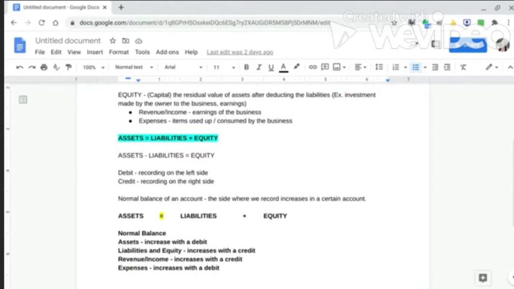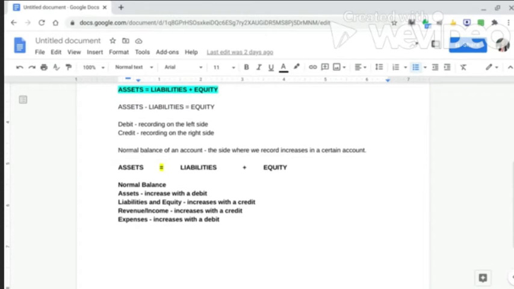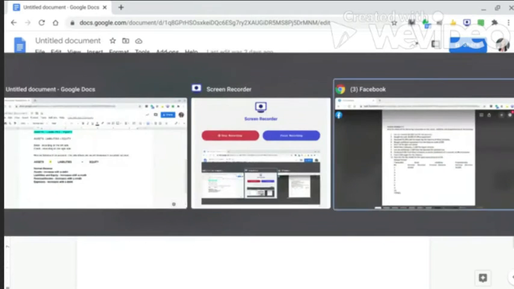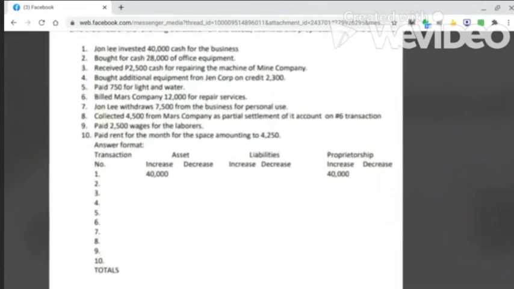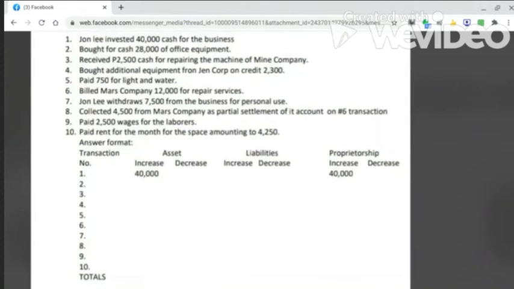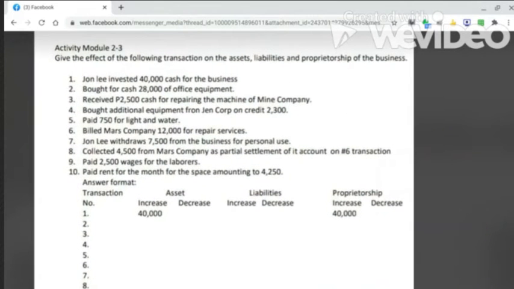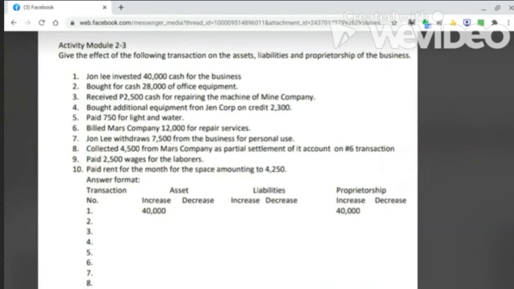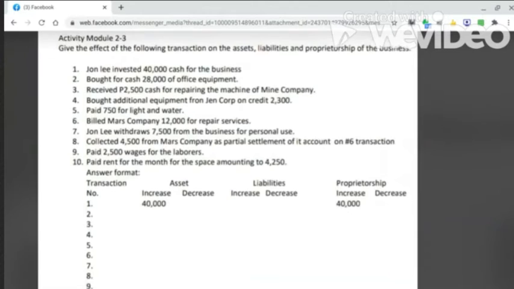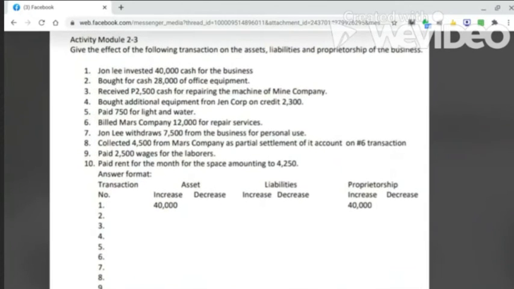So dito sa next activity na sasagutan natin, there is a set of transactions wherein we have to give the effect of those on the assets, liabilities, and the proprietorship of the business, or the equity. So, meron na siyang sample dito sa number 1 wherein John Lee invested 40,000 pesos cash for the business. So, kung makikita nyo sa sample, tulad ng ginawa natin na nakaraan, we need to identify first ano ba yung mga accounts na affected dito.